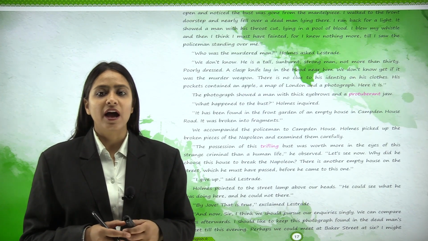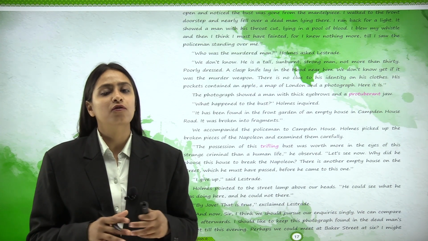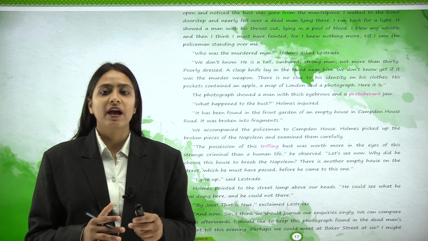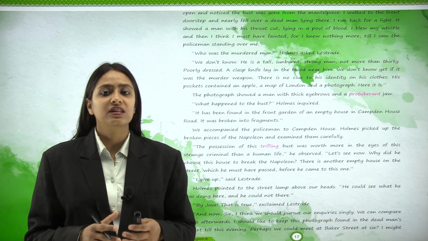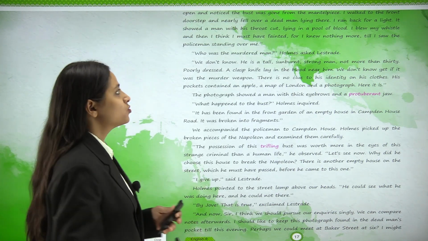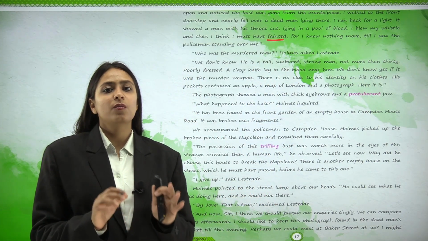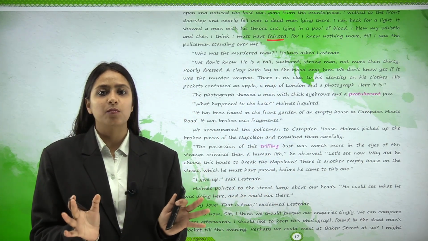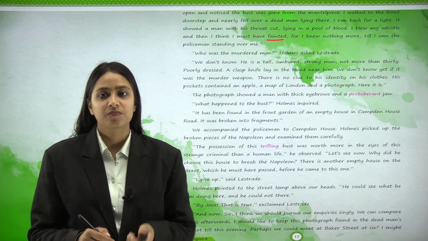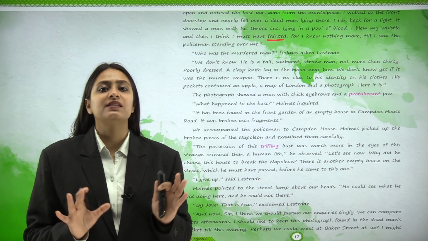It showed a man with his throat cut, lying in a pool of blood. I blew my whistle and then I think I must have fainted. What do we mean by fainted here, students? Behosh hona. So he was so horrified by seeing the dead body that he actually fainted. For I knew nothing more till I saw the policeman standing over me.